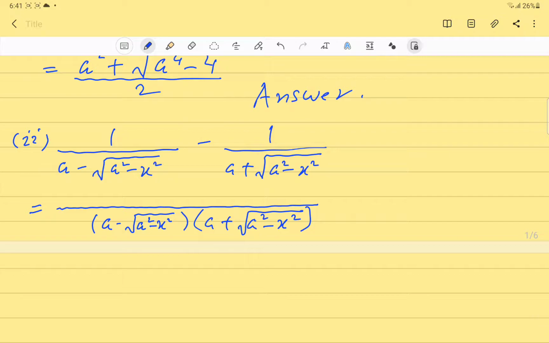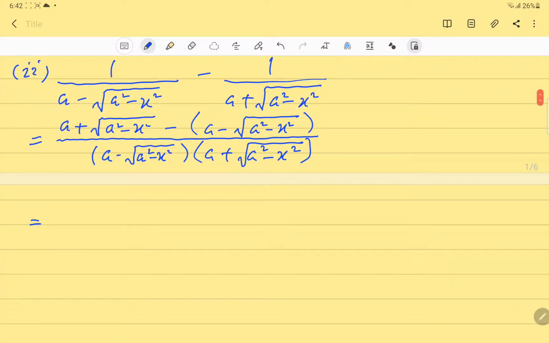So in the numerator, in that case, we will be having a plus square root of a squared minus x squared, minus a minus square root of a squared minus x squared. Let's solve it. In the numerator, again we have this formula, a minus b into a plus b equals a square minus b square.